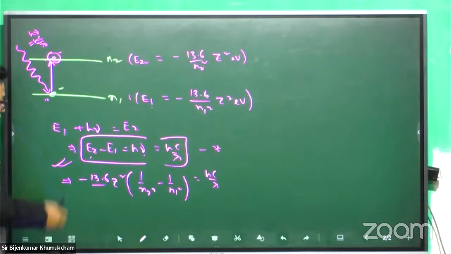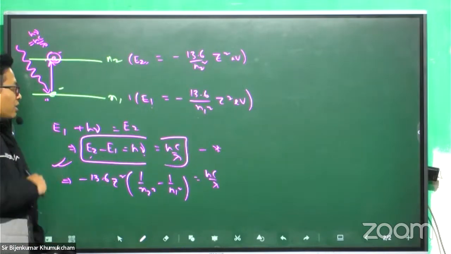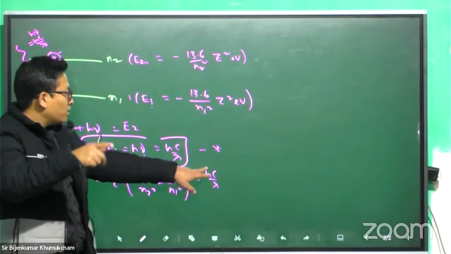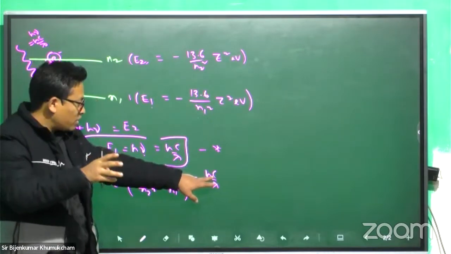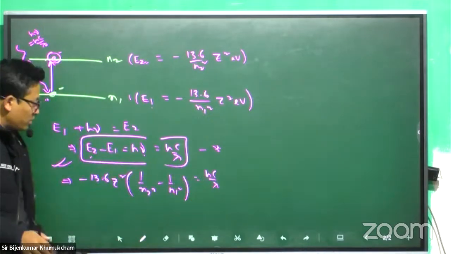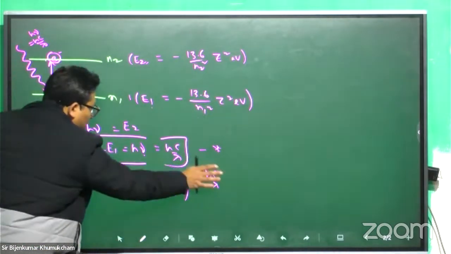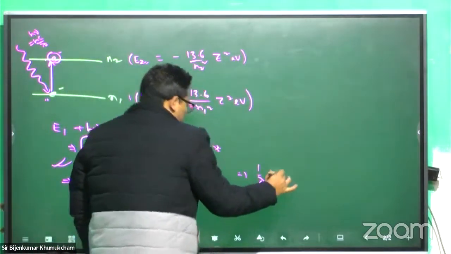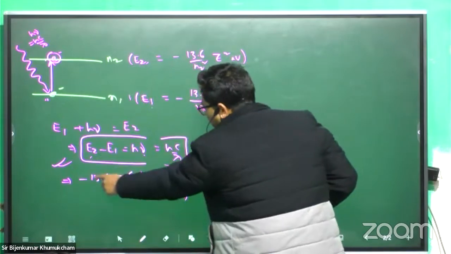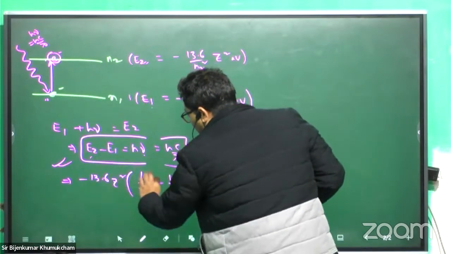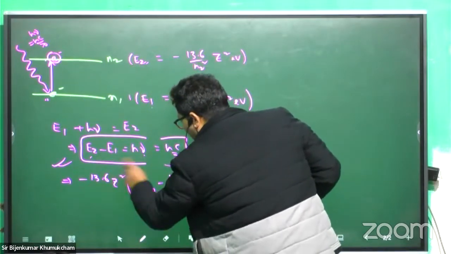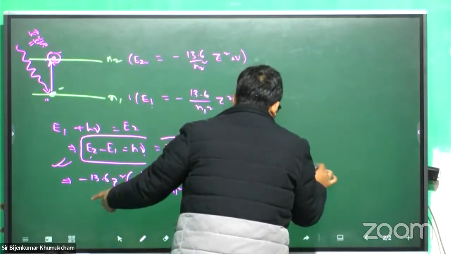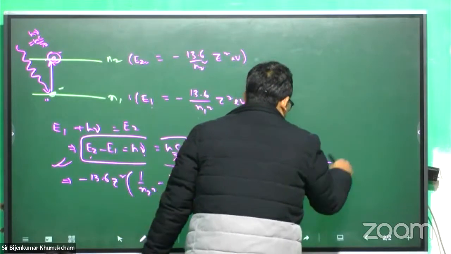For a given metal, the speed of light c is constant everywhere, because the speed of light in vacuum is constant. Then I can write it like this: 1 by c times 1 by lambda. Bringing out the minus sign, this is 13.6 Z square divided by h c.